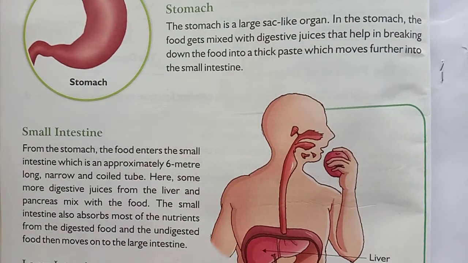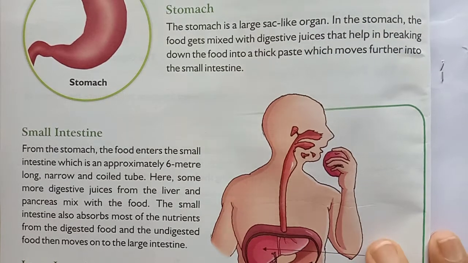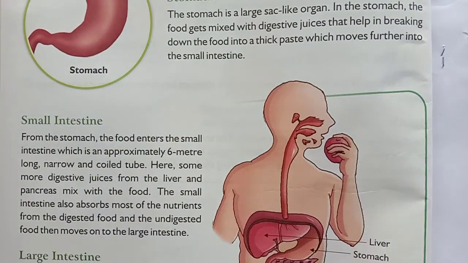In the small intestine, there are digestive juices, and with their help the food gets digested. The undigested food moves to the large intestine. Now let us see what will happen in the large intestine.